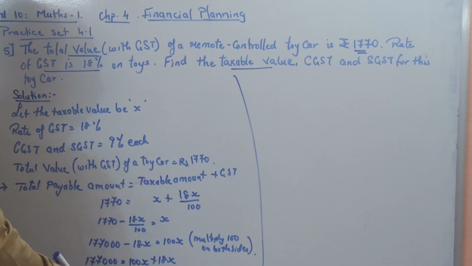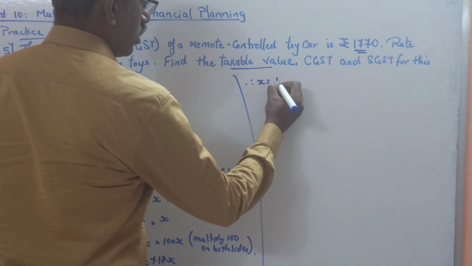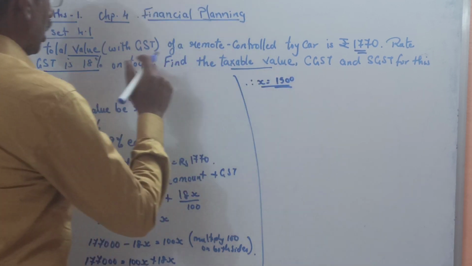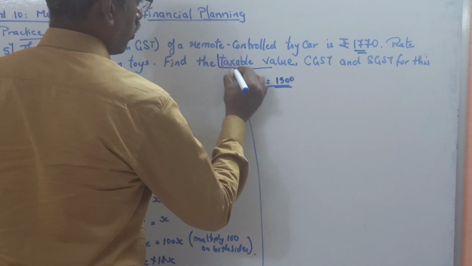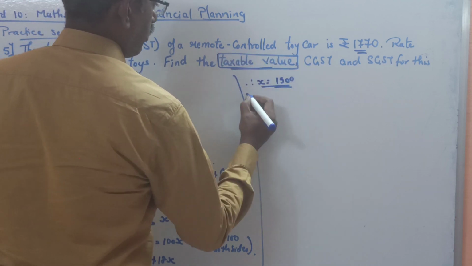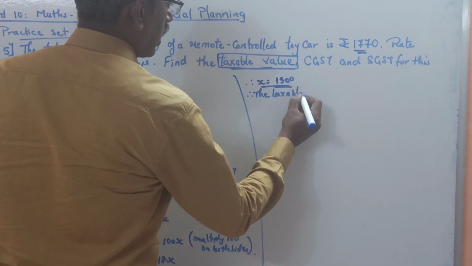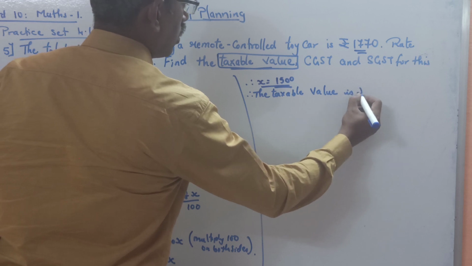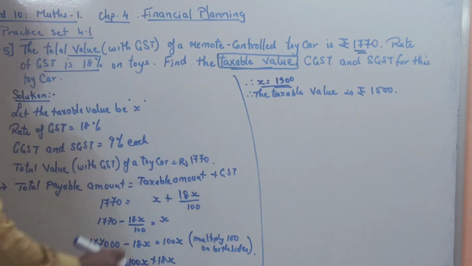So now what is the value of x? Therefore x is equal to 1500. What does this mean? They have asked for the taxable value, so we are going to complete this. Therefore the taxable value is rupees 1500. Now we have completed this one.